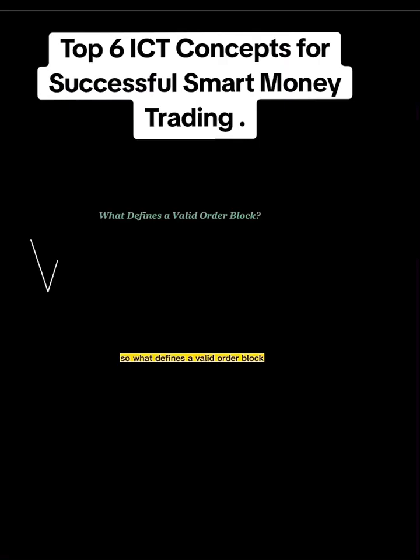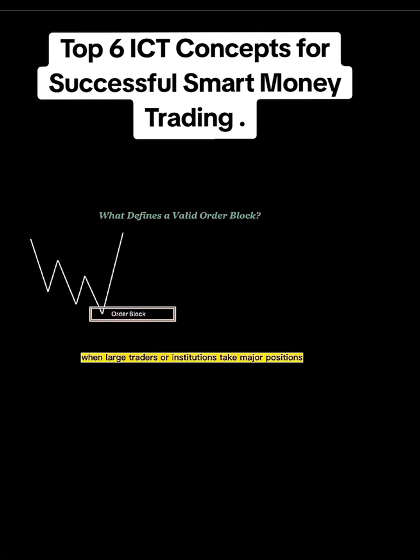So, what defines a valid order block? When large traders or institutions take major positions, they leave footprints in the form of price movement. This is why order blocks are crucial. They reveal where smart money has entered the market. But to be classified as a valid order block, the area must meet certain criteria, making it more reliable for future trades. Here are the key conditions that define a valid order block. Inefficiency. For an order block to be valid, it should reflect an inefficient price move, where the market has moved sharply in one direction, leaving behind a clear imbalance in price.